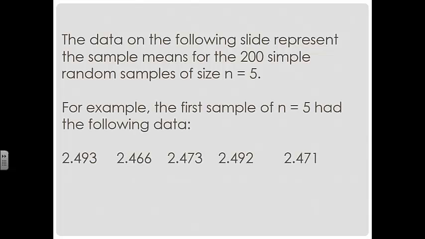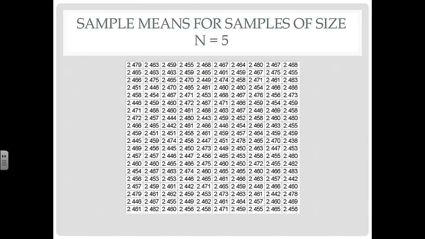For example, the first sample of n equals 5 had the following data. So when they weighed the first sample of 5 pennies, these are the different weights that they had. And so when you find the sample mean for that, you get 2.479 for that particular sample. So now on the next slide, we're going to look at the sample means, the mean of 200 different samples. So here are all the different sample means from this 200 samples that were taken.